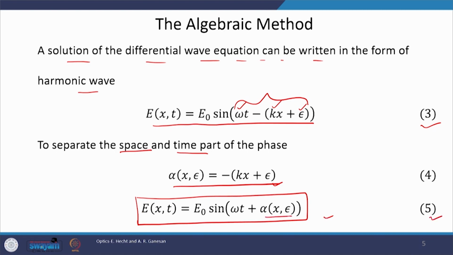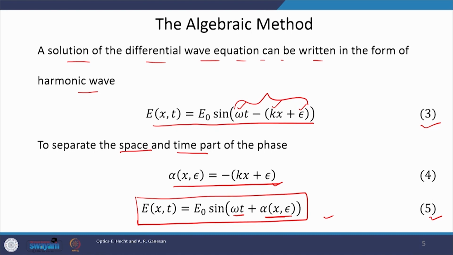Alpha is the phase part, which depends upon the space, and it also includes the initial phase, and omega t is the time dependent part. This is one of the solutions of the wave equation, and any harmonic wave can be represented like this, by equation number 5.